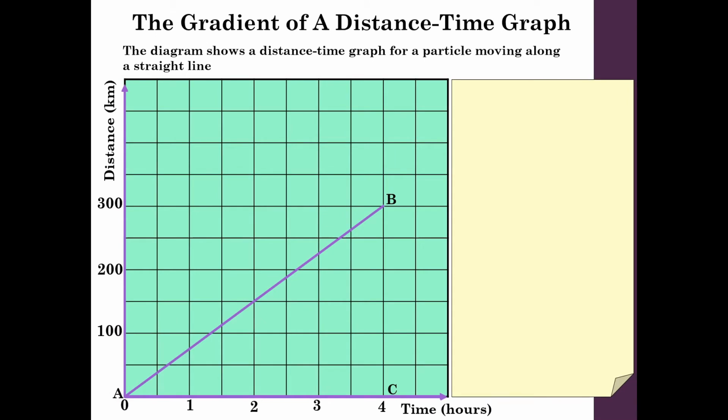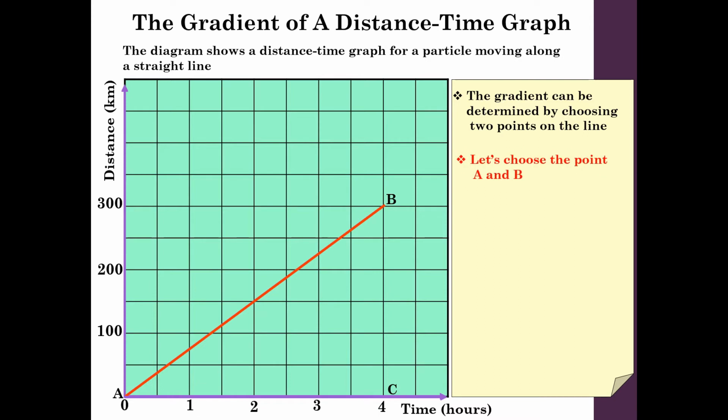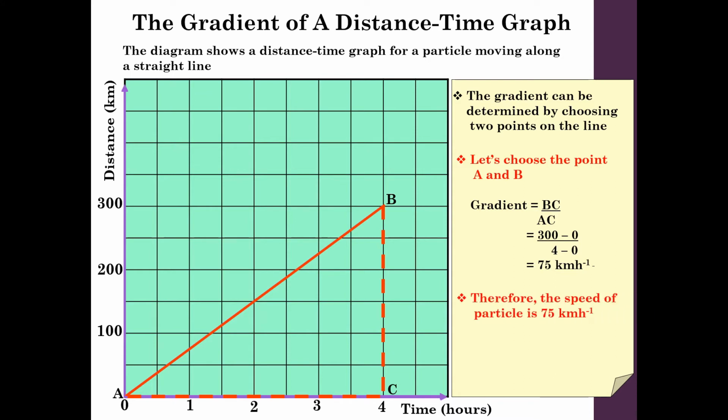So let's see another example here. Alright, so here the gradient can be determined by choosing 2 points on the line. So for example here, if you want to find the gradient, what are we going to do? Okay, so let's choose the points A and B. From points A and B, we already have the values. The difference, y2 minus y1: 300 minus 0 divided by 4 minus 0, and so we get 75, and it is a positive value, meaning that the speed of the particle is 75 km per hour.